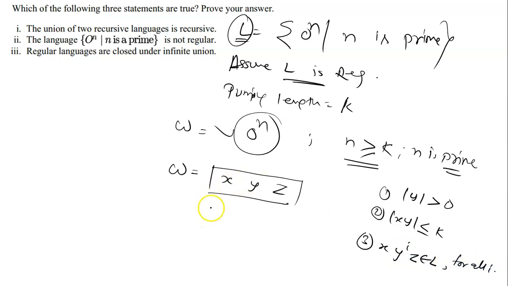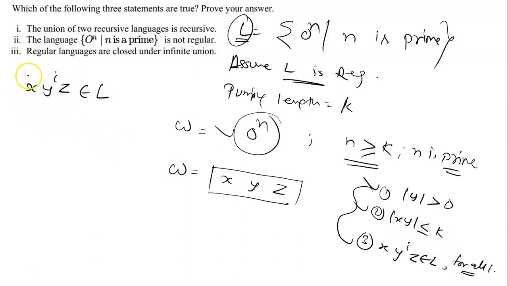So these three conditions must be satisfied. Basically, these three conditions must be satisfied, and we should definitely have this type of partition. The pumping lemma says that we should have this type of partition. Now let's assume that we have this type of partition and these conditions are satisfied: the length of y is greater than 0 and the length of xy is less than or equal to k. Now this third condition will also be satisfied, hence x y^i z will also belong to language L for all i.